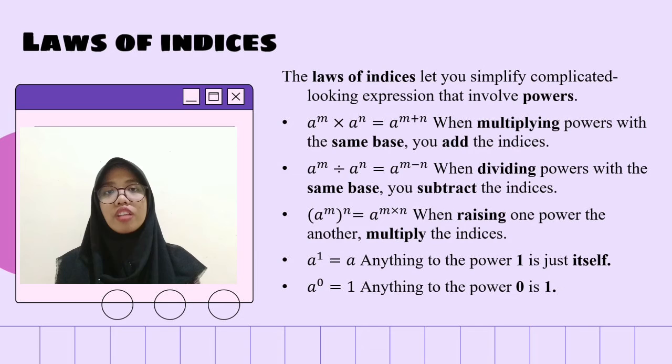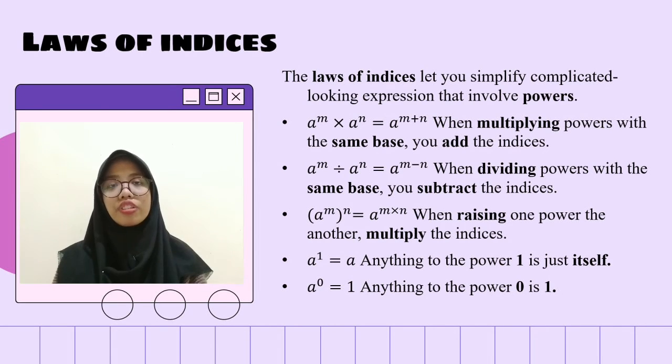4. a to the power of 1 equals a. Anything to the power of 1 is just itself. So, for example, 5 to the power of 1 equals 5, and 15 to the power of 1 equals 15, and 33 to the power of 1 equals 33.